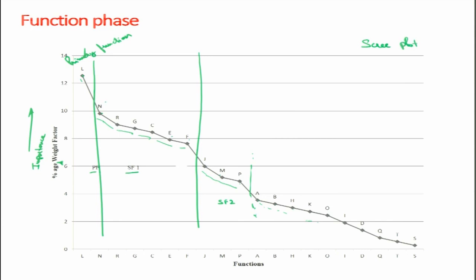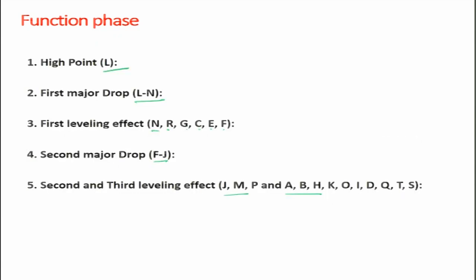And this drop is also known as elbow or knee. So again, this is the primary function. Okay, this is actually first major drop. Major drop means the isolation of the primary and the secondary functions.